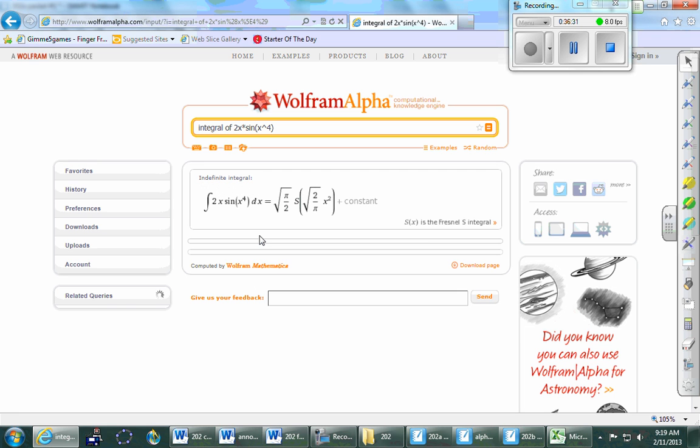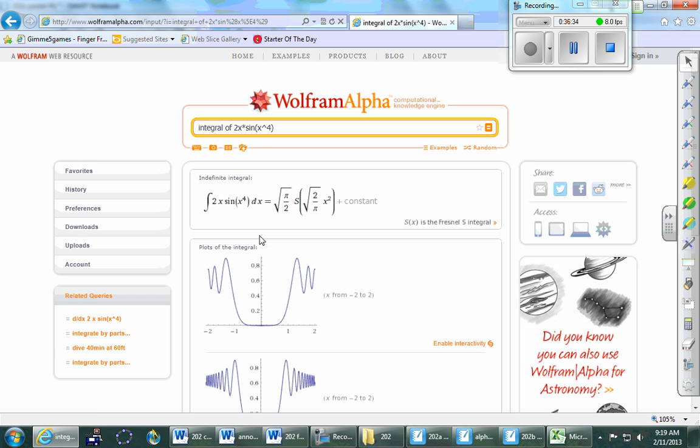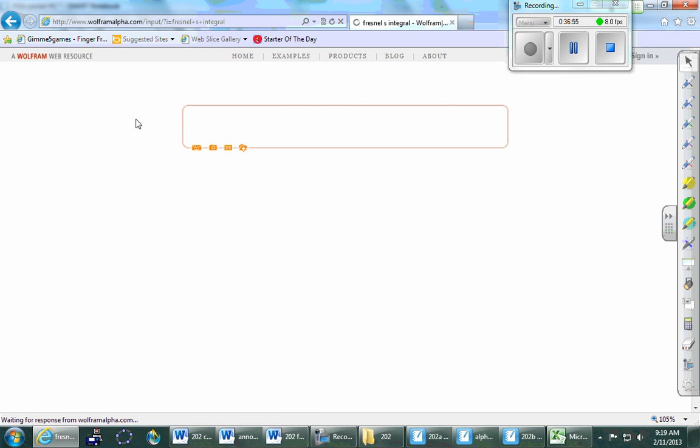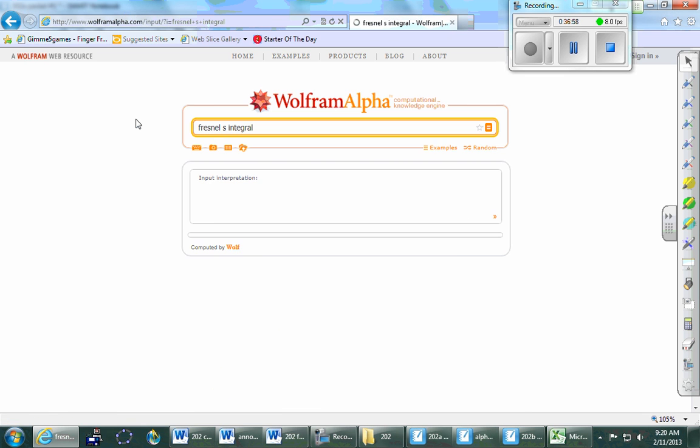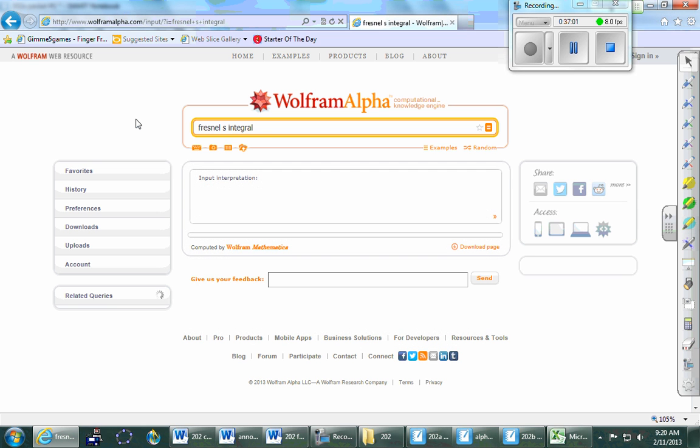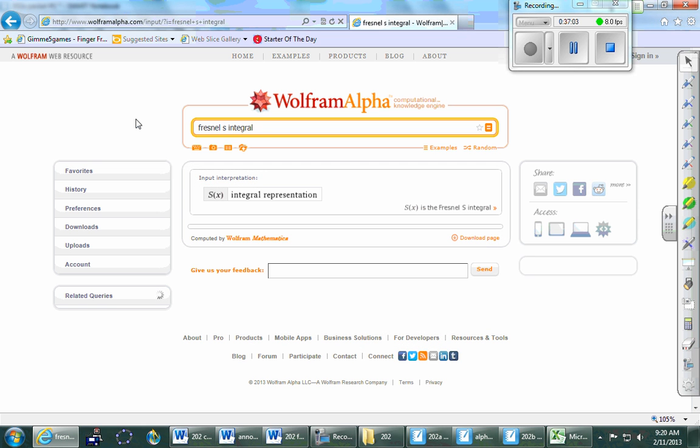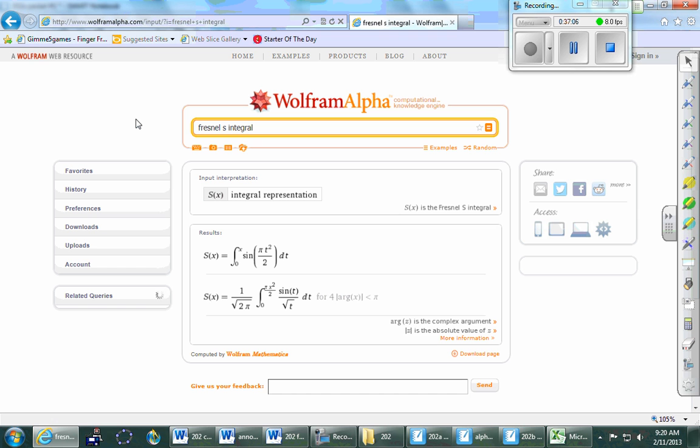Okay, so apparently our integral is equal to the square root of pi over 2 times S of the square root of 2 over pi x squared. Don't forget the plus C at the end. But S is the Fresnel S integral. All right, that begs another question. I thought that was the sine integral, but maybe it's the same thing. Oh, there you go.